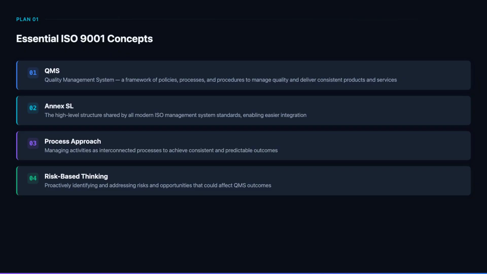Risk-based thinking, introduced in the 2015 revision, requires organizations to proactively identify and address risks and opportunities that could affect the ability of the QMS to deliver intended results.